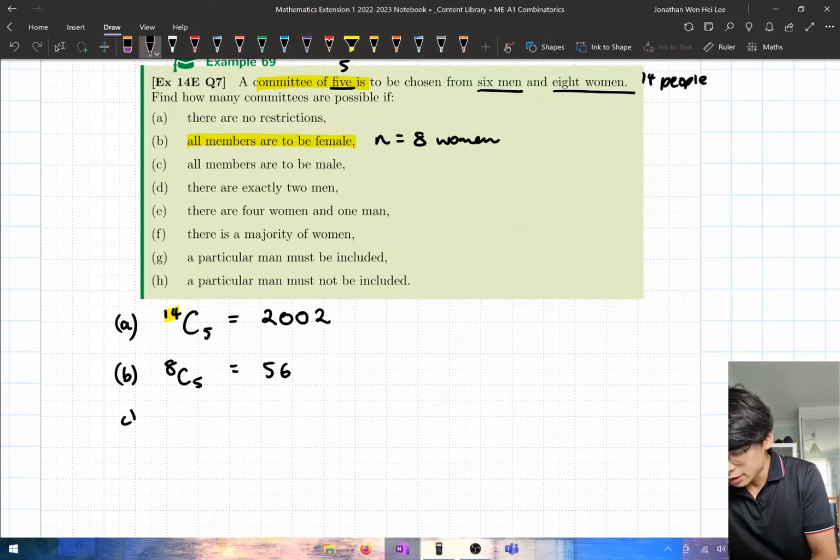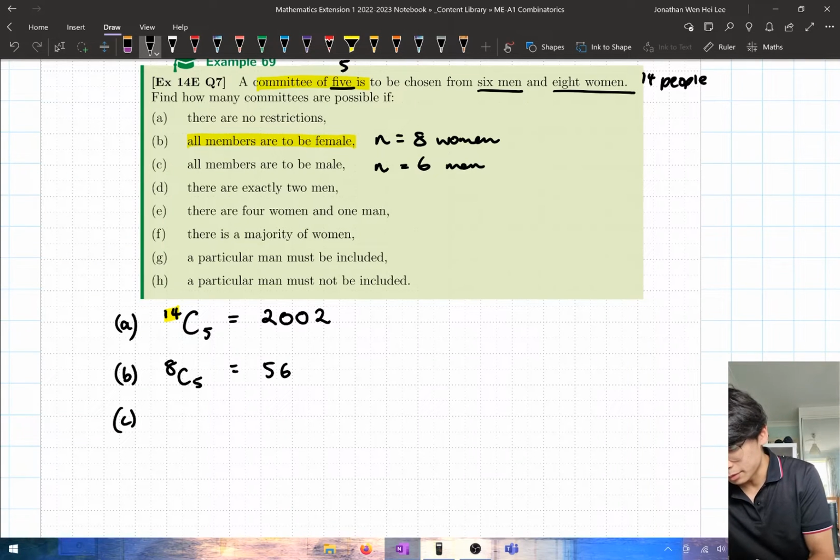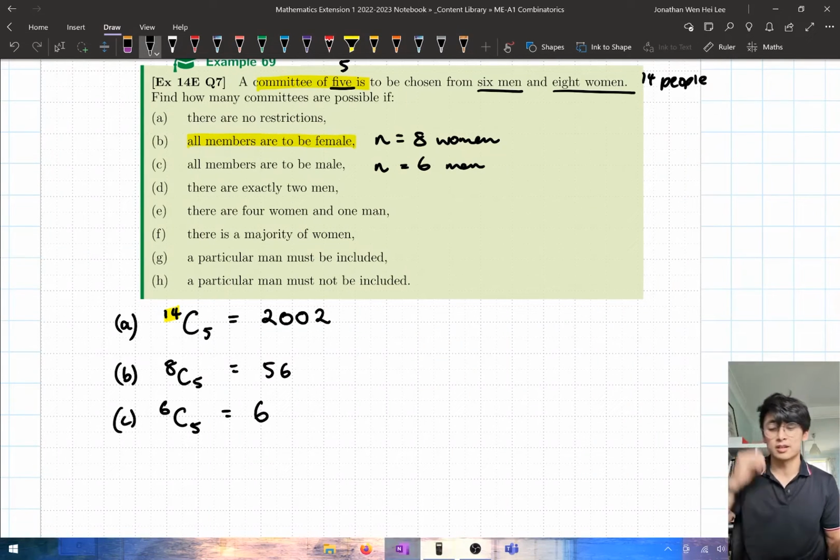Okay, let's have a look at the next example. The next one, C. All the members are to be male. Now this is just the opposite case. So instead of having n is equal to 8 women, we're going to be selecting it from the 6 men. So here this is going to be 6 choose 5, and so we're going to get 6 choose 5. That's 6. So there's 6 possible ways to select the committee out of the men.